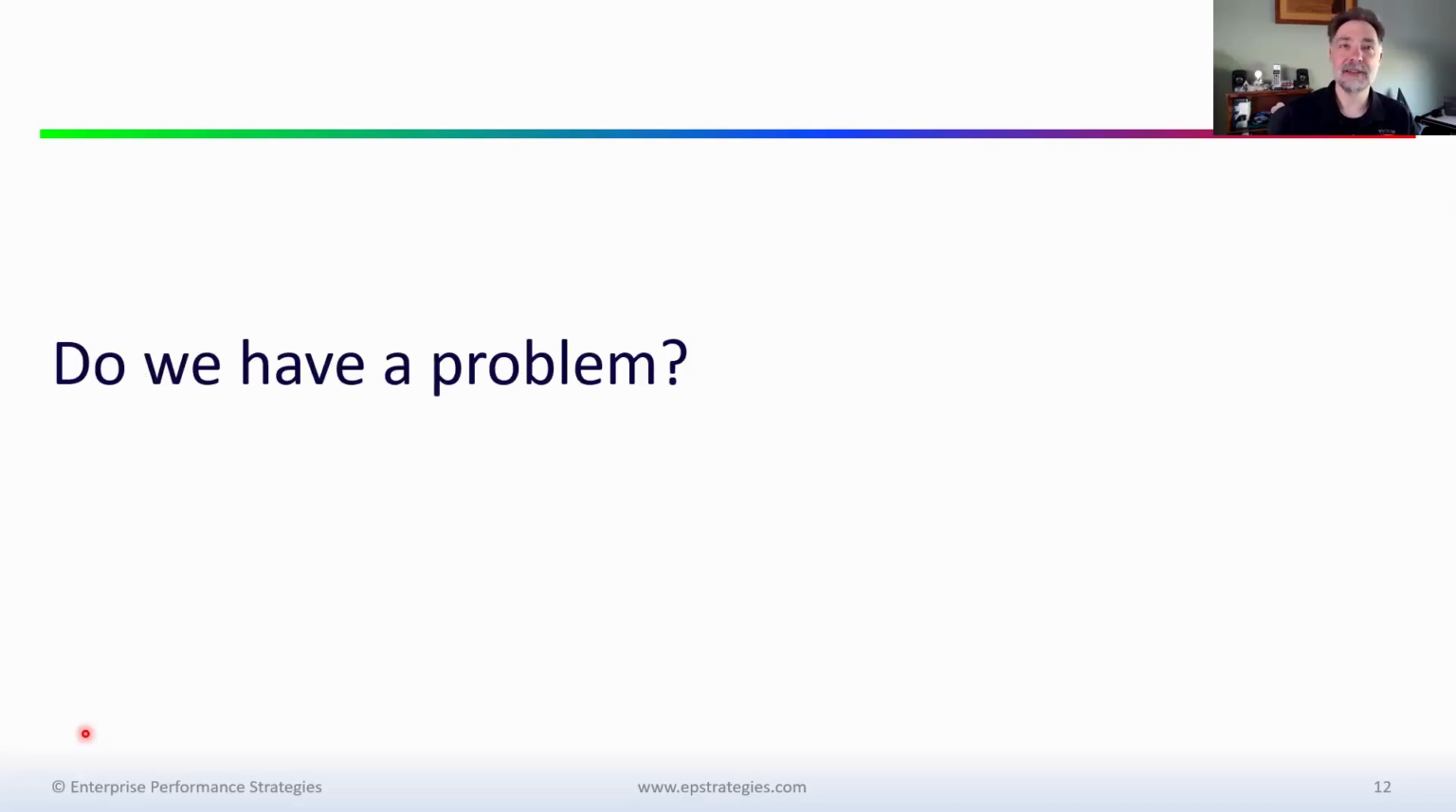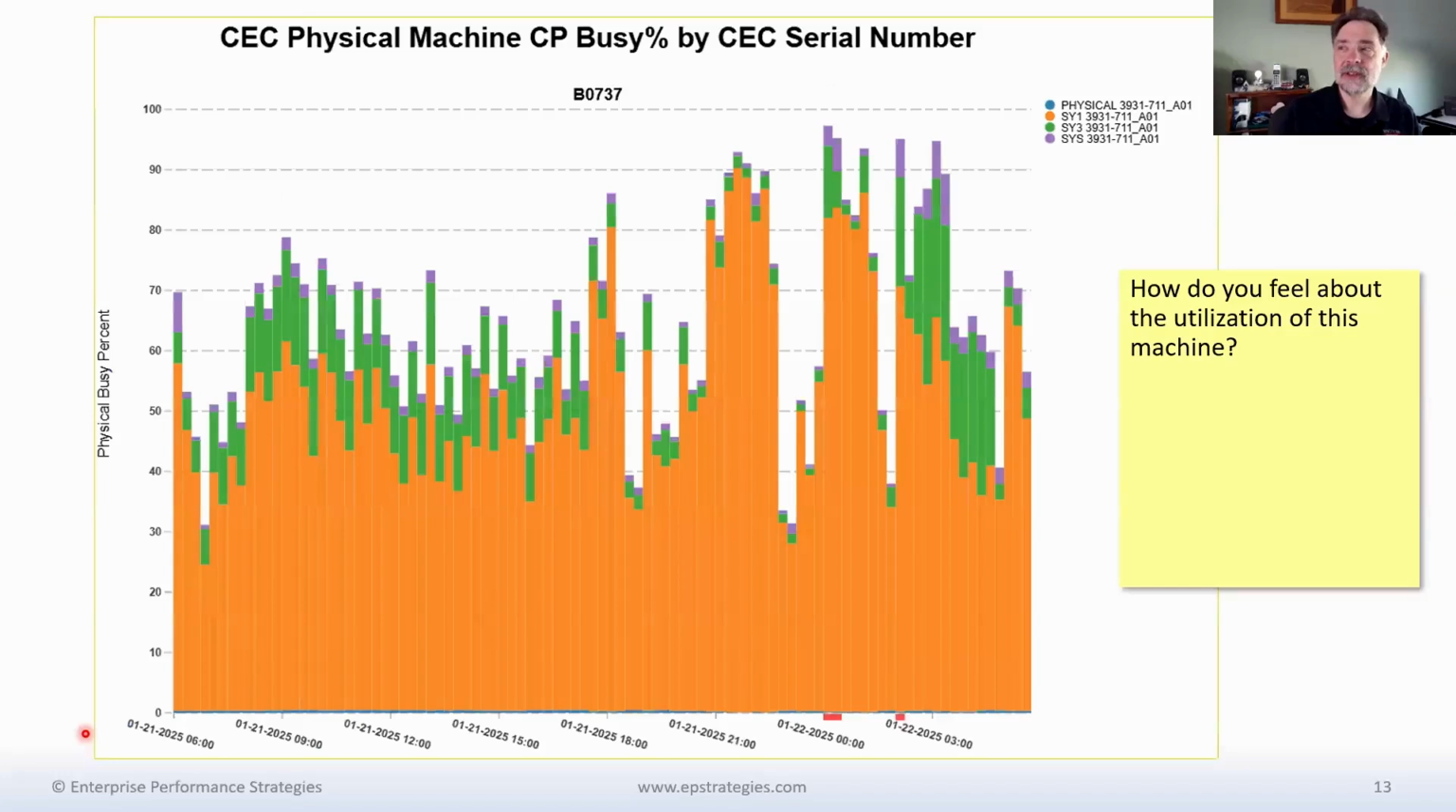So the first question is, do we have a problem? This is your standard machine busy chart for the general purpose engines. This is just your RMF intervals over the course of the day. It looks like for this particular customer we must have data from 6 a.m. to 6 a.m., and these are your typical 15-minute intervals. You've got your different LPARs all stacked up here. And we see, yes, this machine is peaking overnight above 90% busy. During the day, it's less than 80% busy.